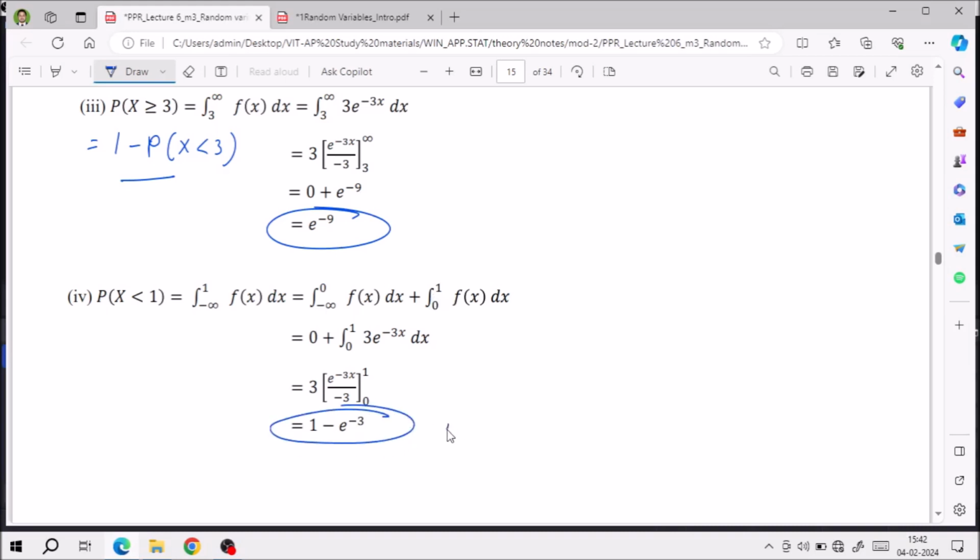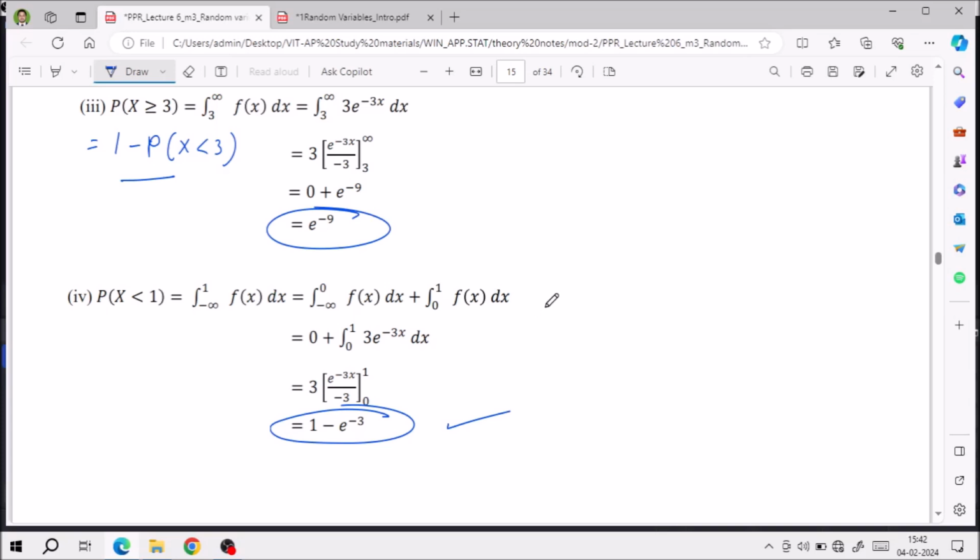This is the answer. So this integration you should practice, because this requires practice, and in the exam ultimately you need to do the integration. That is the key point. First you apply the formula correctly, then do the integration correctly.